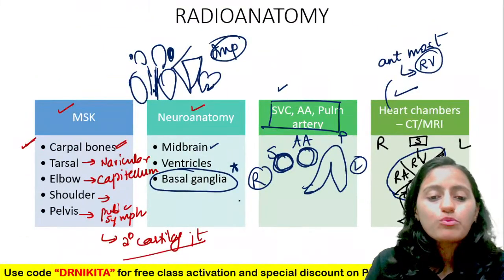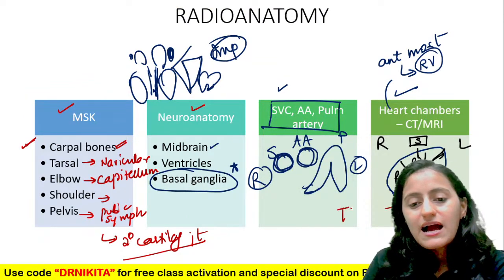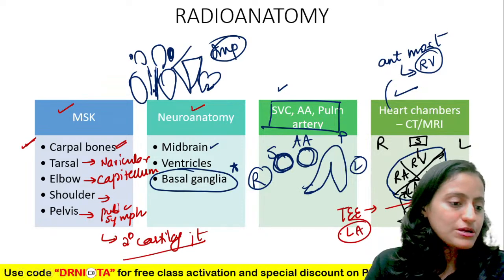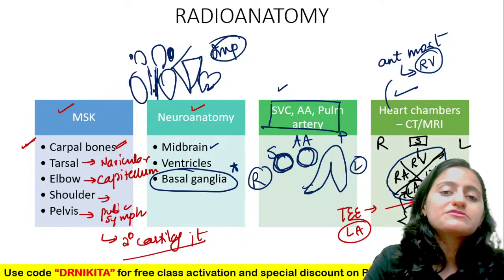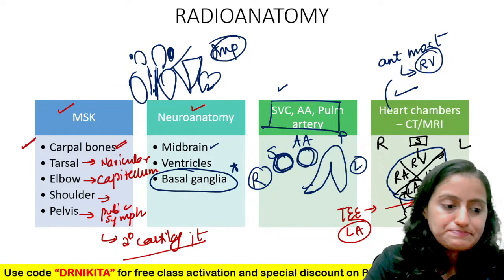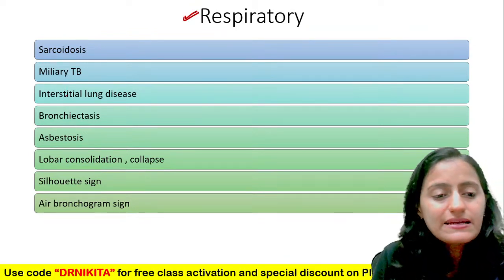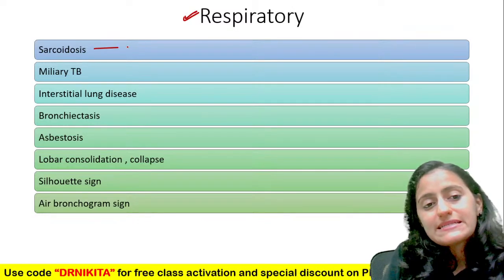So that is why, for which chamber, this is a previously asked question, for which chamber do we do trans-esophageal echocardiography? It is done for left atrium. Okay, it is done for left atrium. So these are some important things that are asked frequently in radioanatomy. Going to the next one, the respiratory system. These are the important points, important topics in respiratory radiology.